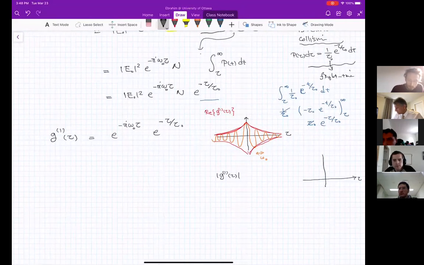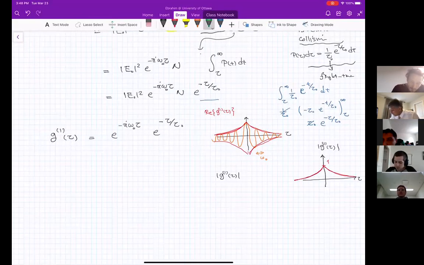So this is the absolute value of G1. It starts from 1, note that, and then it decays. And this decay is given, let's say, with the length which is given by tau 0, right? Which is 1 divided by e.